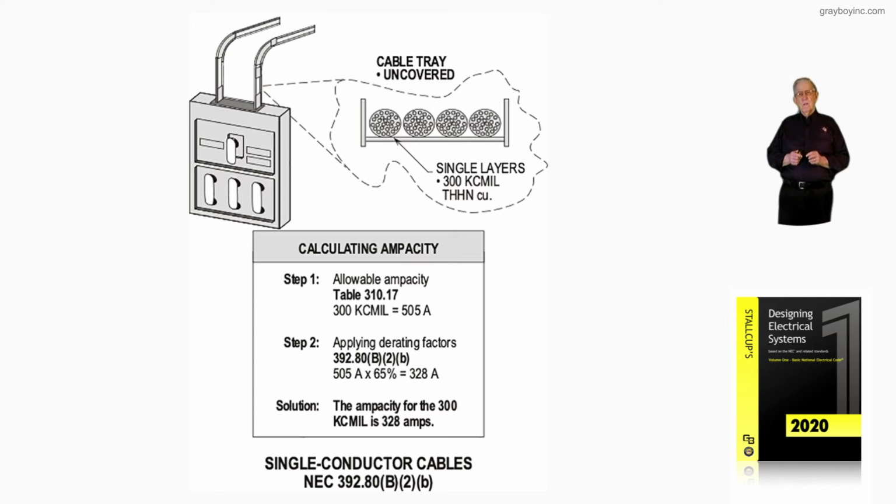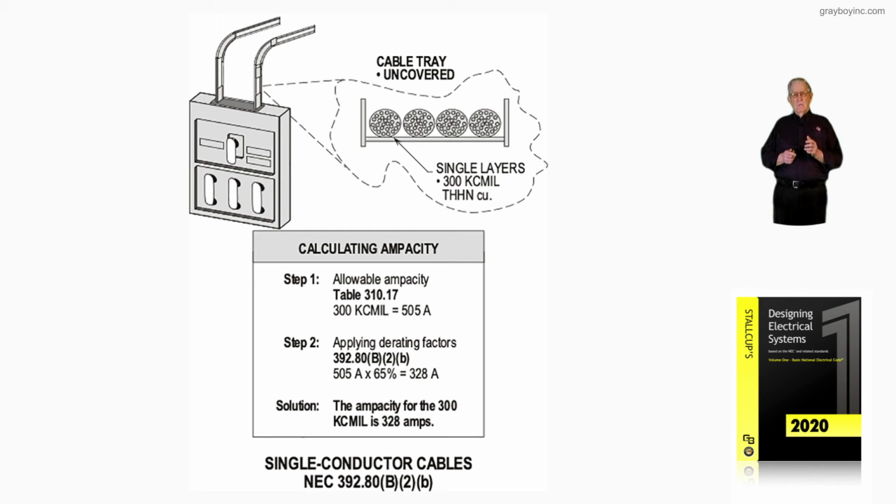Step two, we apply the demand factors, derating factors, which is adjustment factors. 392.80(B)(2)(b) requires a 65% adjustment factor. So 65% of 505, the new allowable ampacity of that conductor is 328.